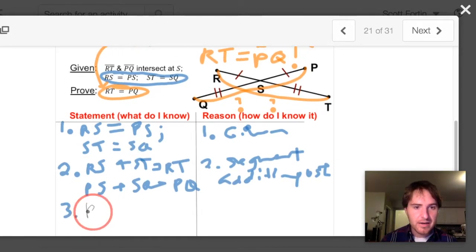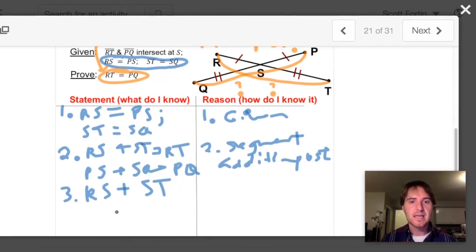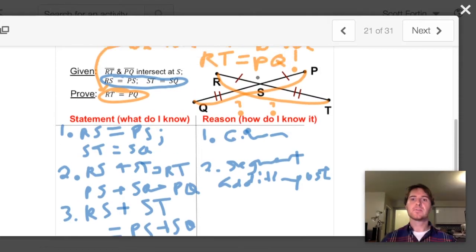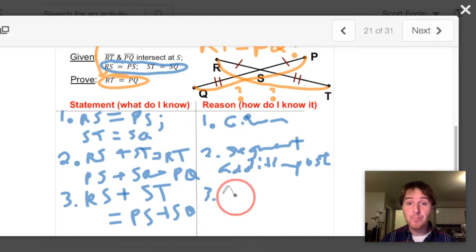So I'm going to write it down right here, and maybe you write this down, and then you think about what the reason is afterwards. So RS plus ST equals PS plus SQ. Obviously we can logically see that, but what's actually going to be the reason that we're able to do this? Who's going to just yell it out in class? Well, this would actually be the addition property of equality.